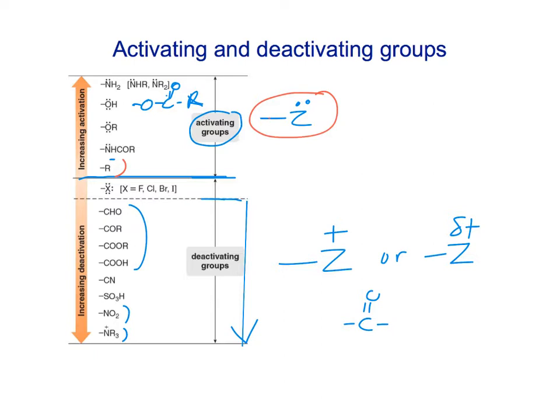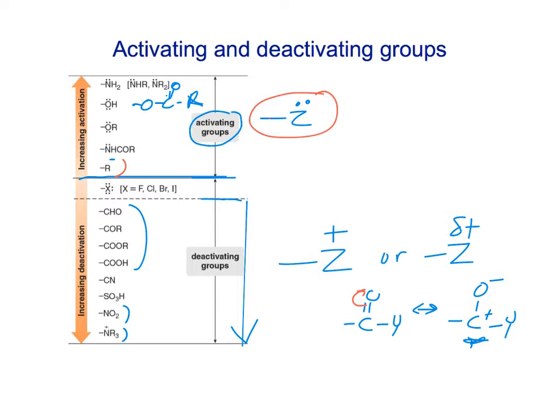I'll just put a Y group over here. In each of these cases, we have a resonance structure because of that polar carbon-oxygen bond that has this resonance contributor that has a plus on it. So that gives us a partial plus on the carbonyl carbon.